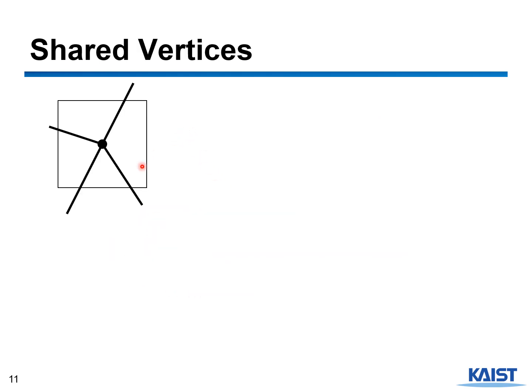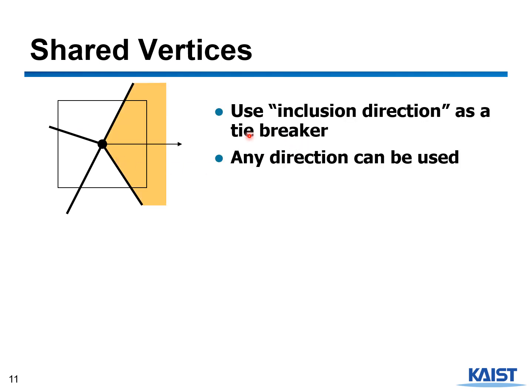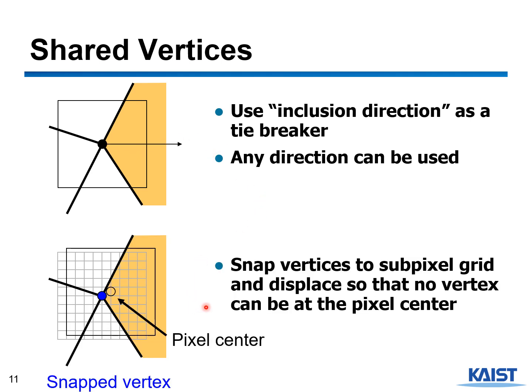Of course, we will have these shared vertices cases. We can also use this inclusion direction, for example choosing a certain region for the triangle having that direction. We can use that approach. Another approach is that we can snap vertices to the subpixel grid.